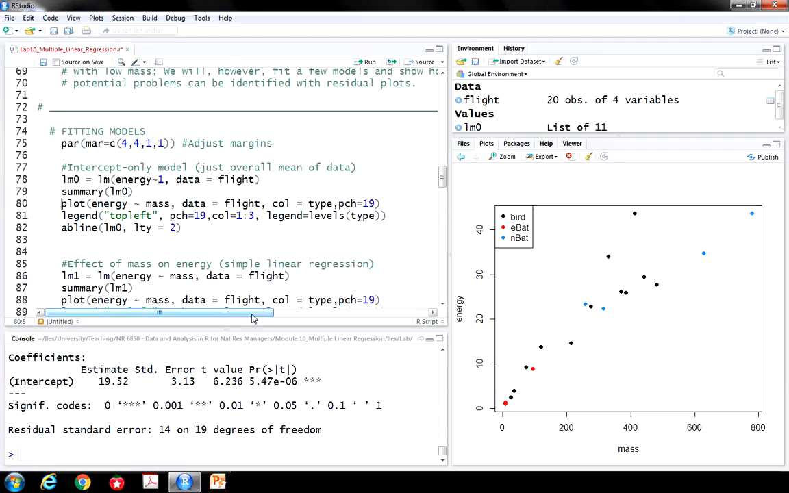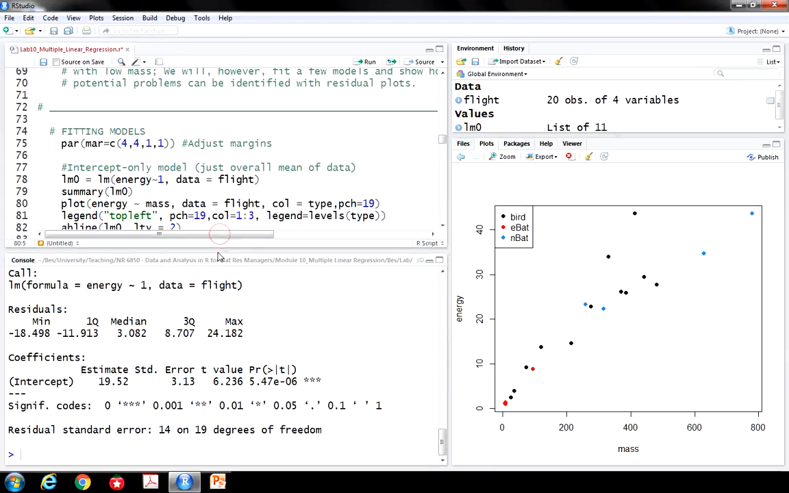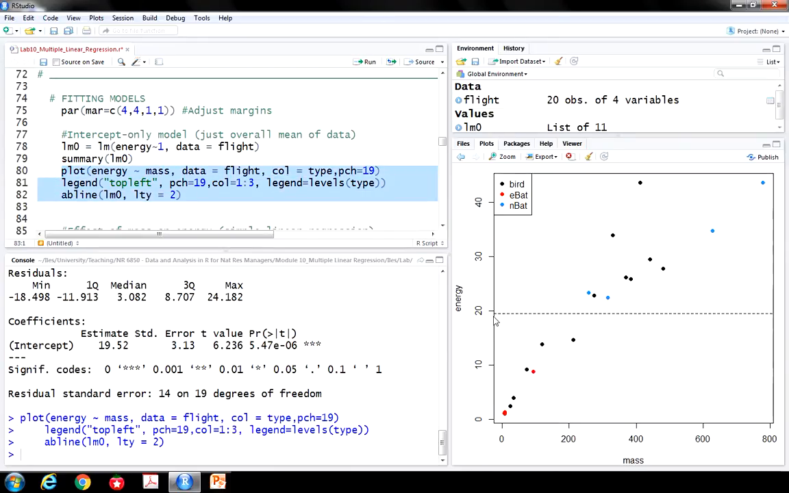Let's take a look at the summary statistics for this. And as I described in detail in the lecture, so if you need to refresh on how to interpret some of these, because I'm going to go through this a little bit quickly to save time, this just tells me that the mean energy consumption across all my data points is 19.5, and it's significantly different from 0. So mean energy consumption of all my data is not equal to 0. That's not that surprising. And I could go ahead and just plot this, put a dashed line through that mean, and that sort of splits my data in half.